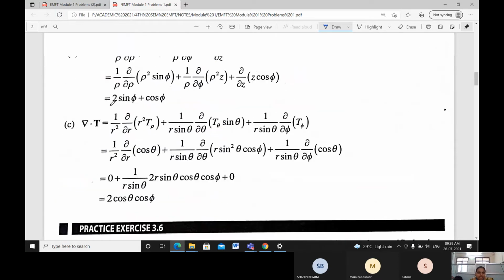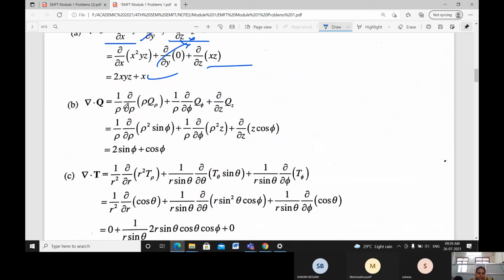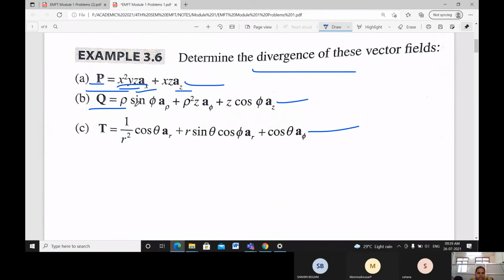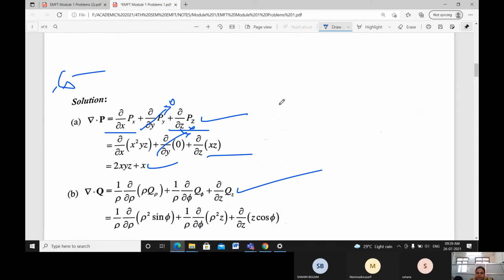The divergence is going to be del dot Q, that is going to be 1 by rho. It is for the cylindrical coordinate system. The equation is 1 by rho dou by dou rho of rho Q rho plus 1 by rho dou by dou phi of Q phi plus dou by dou z of Qz. Here Q rho is given, that is rho sin phi, and Q phi is given, that is rho squared z, and Qz is given, that is z cos phi, that you have to substitute here.